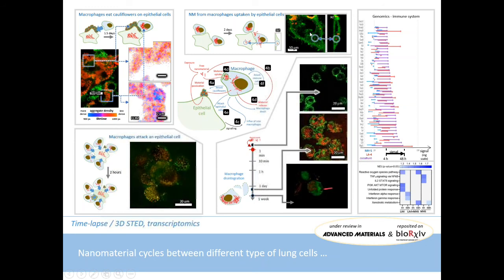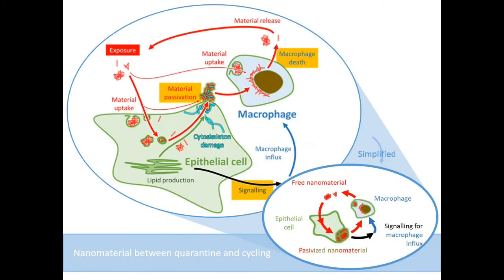And most surprisingly, even after the macrophages die, the material is uptaken by epithelial cells again. So we have closed all the arrows in the cycle. So we know that nanomaterial actually cycles between the cells all over the time. So this is now the entire mechanism of cycling. So you have an uptake in both sides, in both cell types.